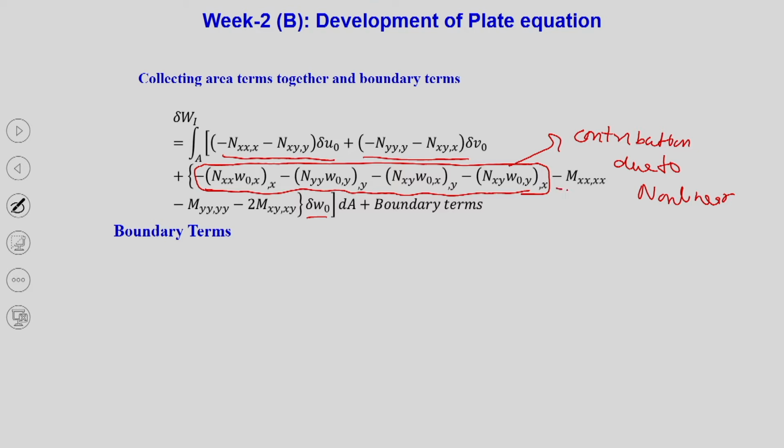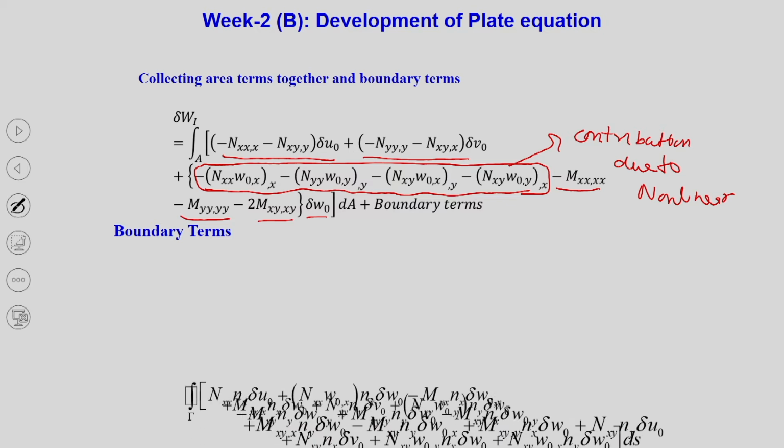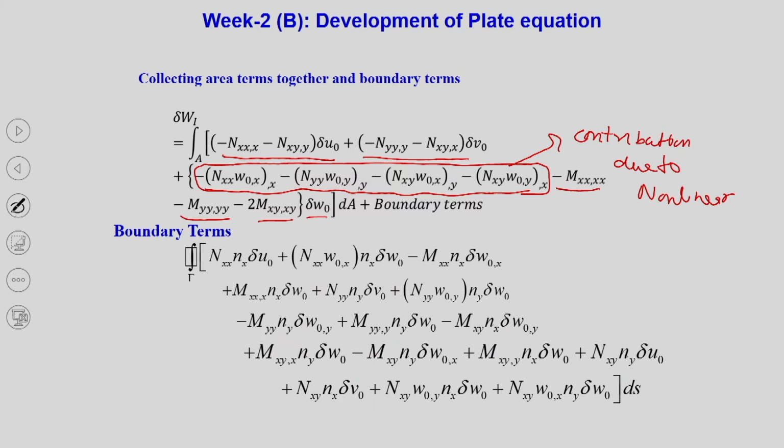So, you will have only mx double derivative of x, my double derivative of y, mxy mixed derivative of xy, this contribution from the internal work done. Similarly, the rest of the terms will contribute over the boundaries.